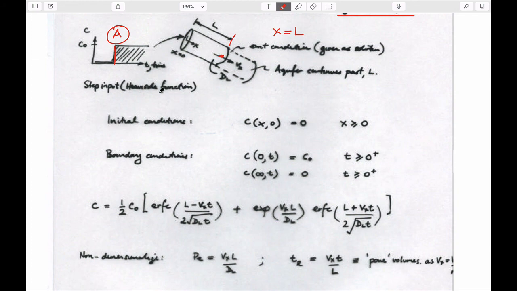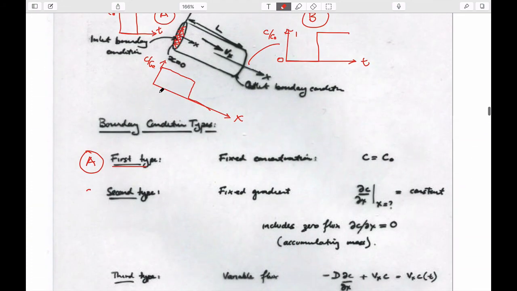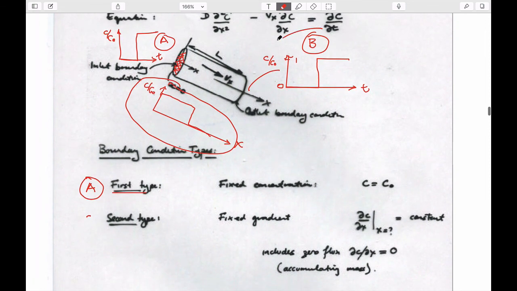And as I say, we'd like to say something about these two different things. What does this distribution of the concentration look like in the aquifer? And at a compliance point, what is the RTD, residence time distribution?